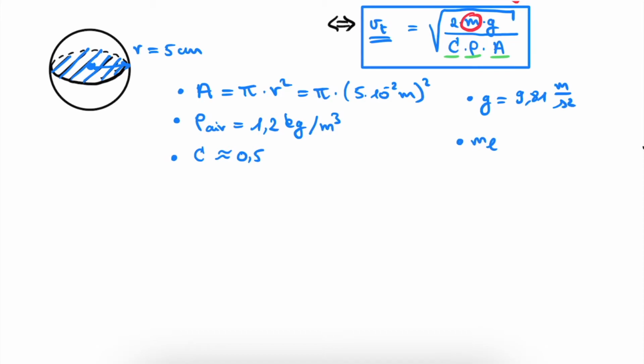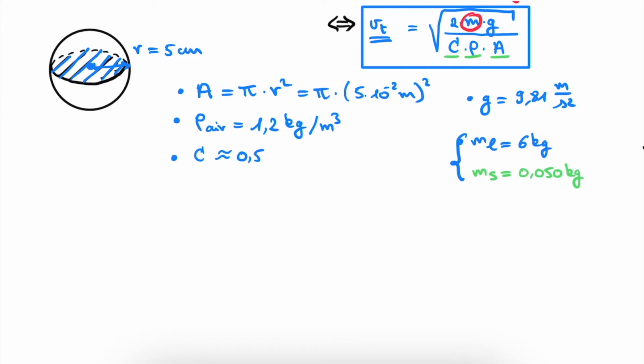For the lead ball, the mass will be approximately 6 kilograms, whereas for the styrofoam ball, the mass will be around 50 grams or 0.050 kilograms. And this is indeed a very large difference, but just imagine how different styrofoam and lead are. So these are the two masses that we will be comparing.